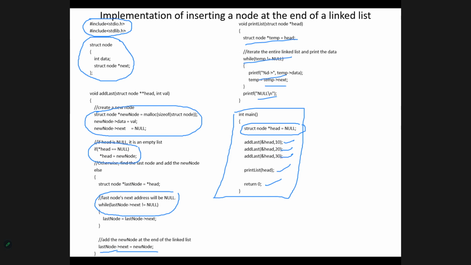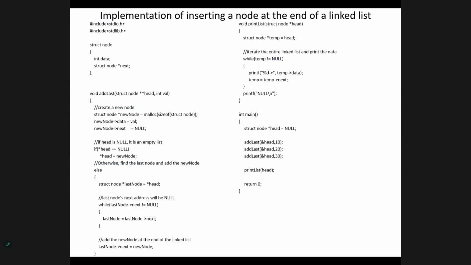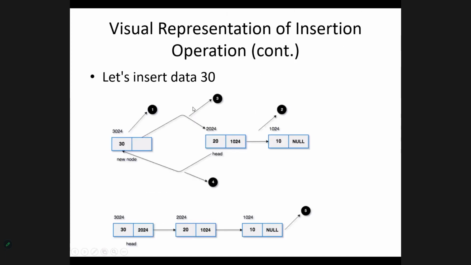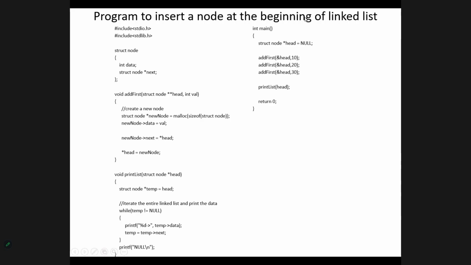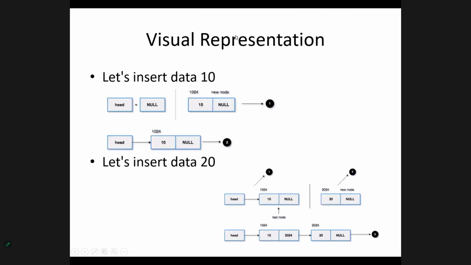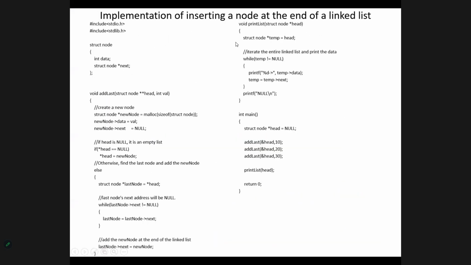So you can see the difference. This program code will help to insert a node at the end of a linked list. Previously, what we did was insert a node at the beginning of a linked list. So now you know how to insert at the beginning and how to insert at the end. If I want to insert some value in the middle, then the position should be given.